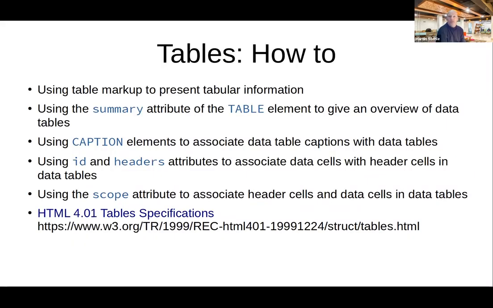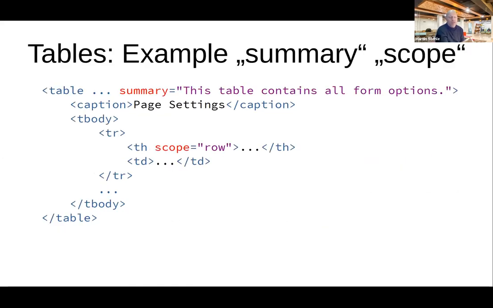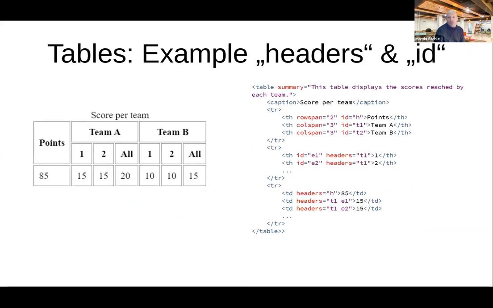Well, how to do tables right? Provide the correct markup, provide a summary attribute, a caption element, and use IDs and headers. I show you an example how to write it in your code with the summary attribute in the table element. And here in a complex table, you can see an example how to use the attributes headers and ID. So for example, a screen reader can read out, at the table cell with the value 20, to which column headers the table cell belongs.